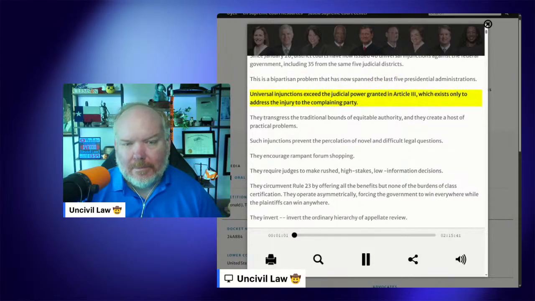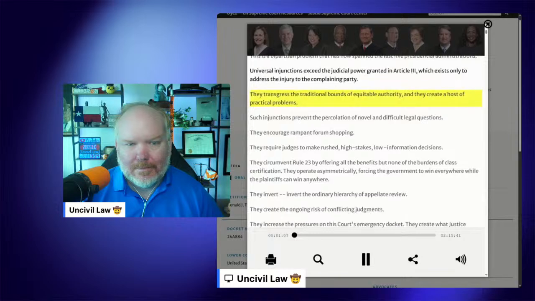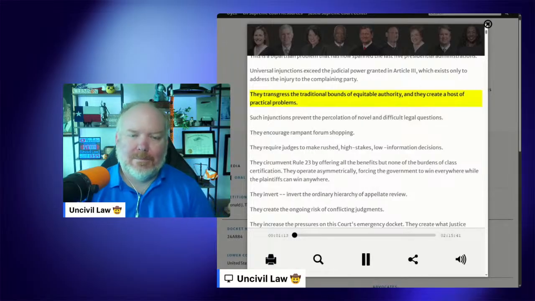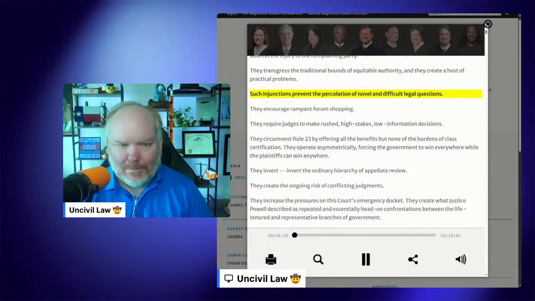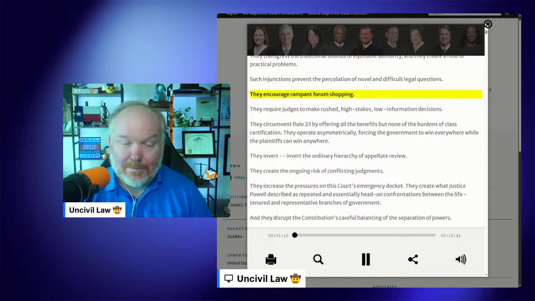Universal injunctions exceed the judicial power granted in Article 3, which exists only to address the injury to the complaining party. They transgress the traditional bounds of equitable authority, and they create a host of practical problems. Such injunctions prevent the percolation of novel and difficult legal questions. They encourage rampant forum shopping.